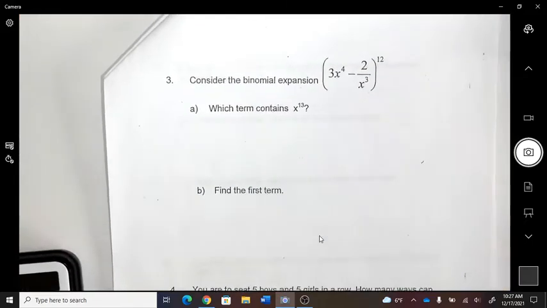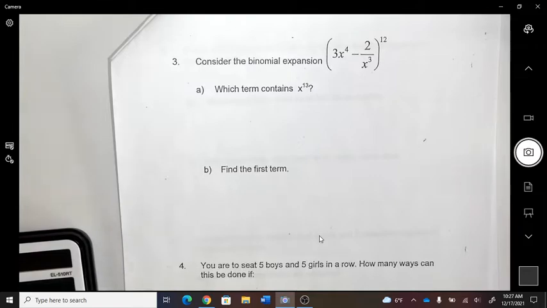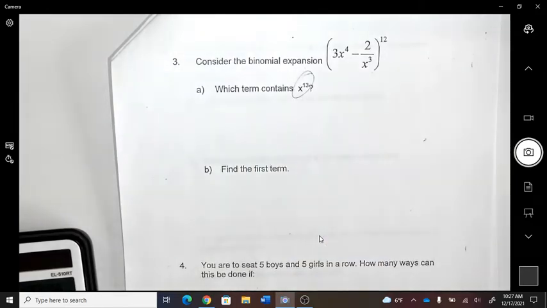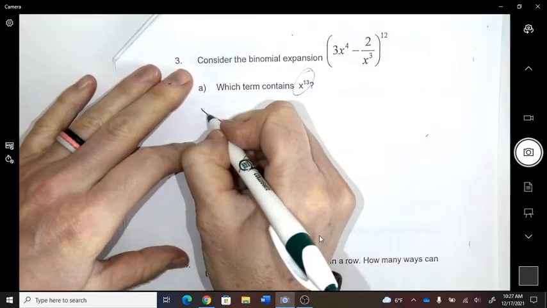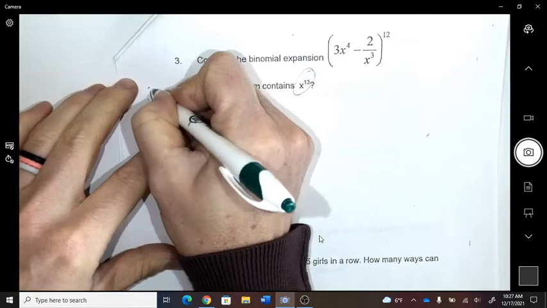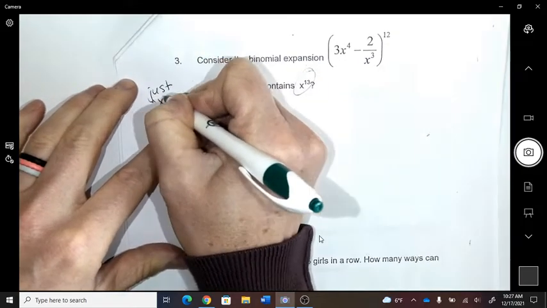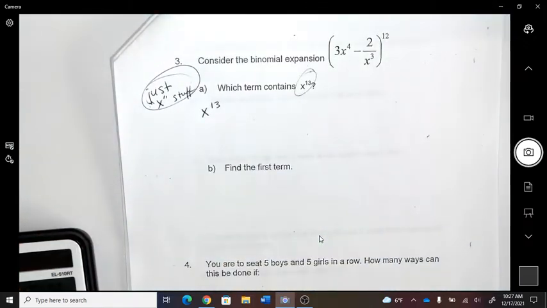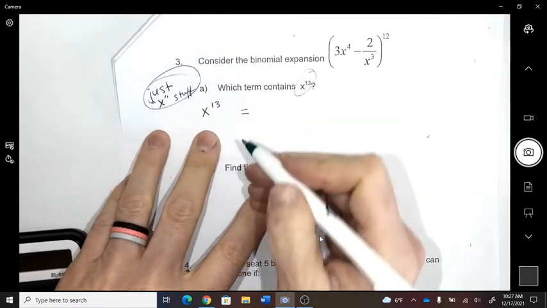Okay, number 3. Which term contains an x to the 13th? Okay, so on this one, I'm going to just do the x stuff. That's the strategy here. We're just doing the x stuff. So how did I get an x to the 13th?